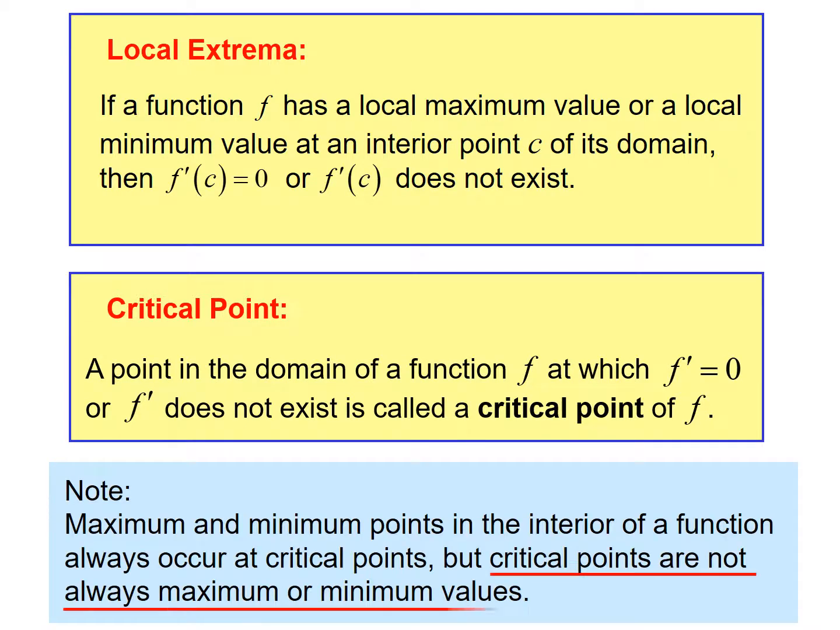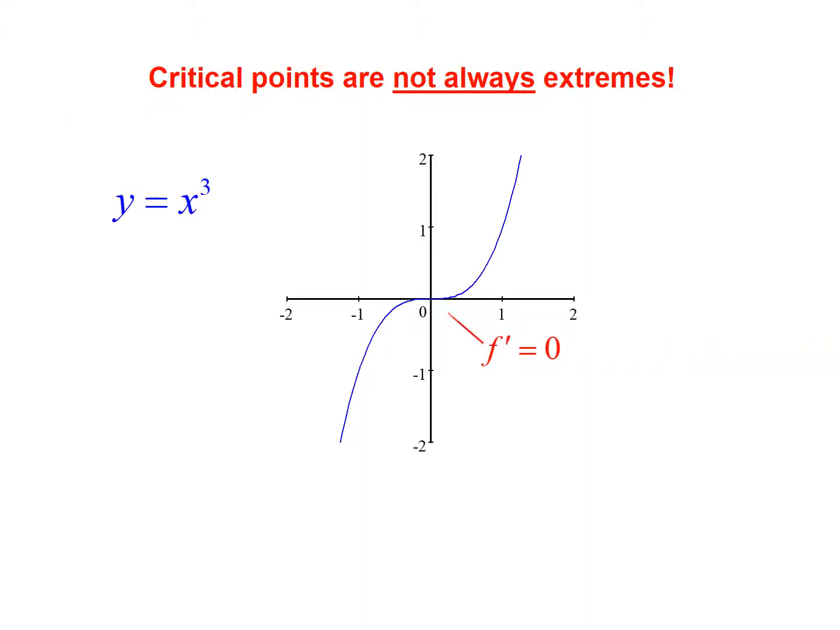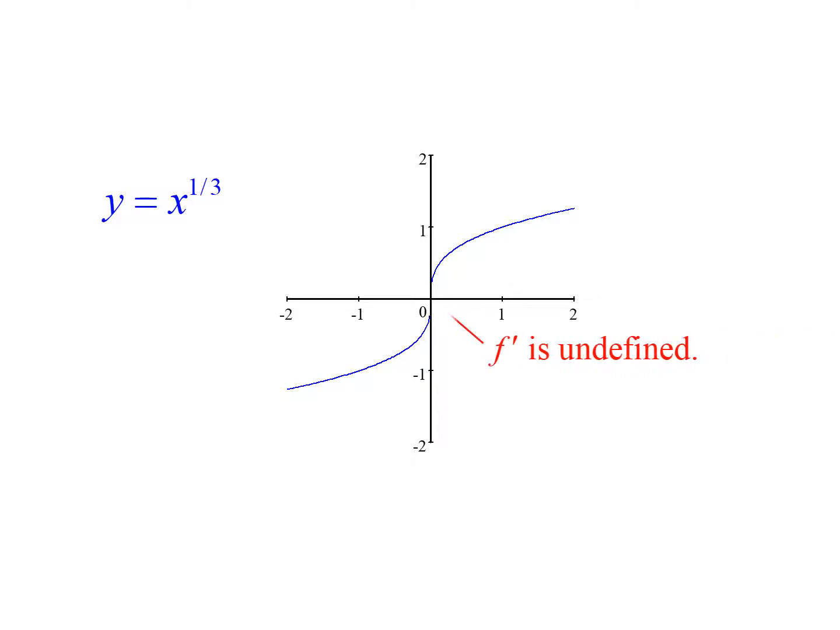And just notice that this theorem does not work backwards. So max and min points in the interior of a function always occur at critical points. But just because you have a critical point doesn't mean there's necessarily a maximum or a minimum. Here's an example where we have a critical point, but it's not an extreme value. Here's another example. We have a critical point because the derivative is undefined, but it also is not an extreme value. So just because you have a critical point doesn't necessarily mean that you're going to have a max or a min.